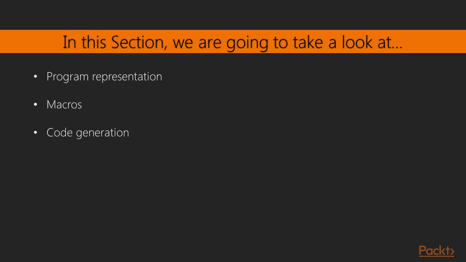So the topics we're going to look at: first, program representation, and that's in this video. That's important to understand. If you're going to manipulate code, you have to understand how code is actually represented in Julia, what kind of objects are involved. Then macros, which are facilities for actually doing the manipulation of the code. And we're also going to look at creating code from scratch at runtime.